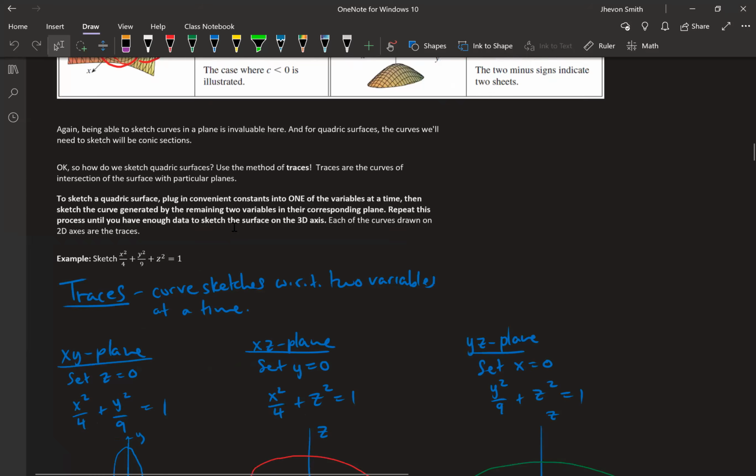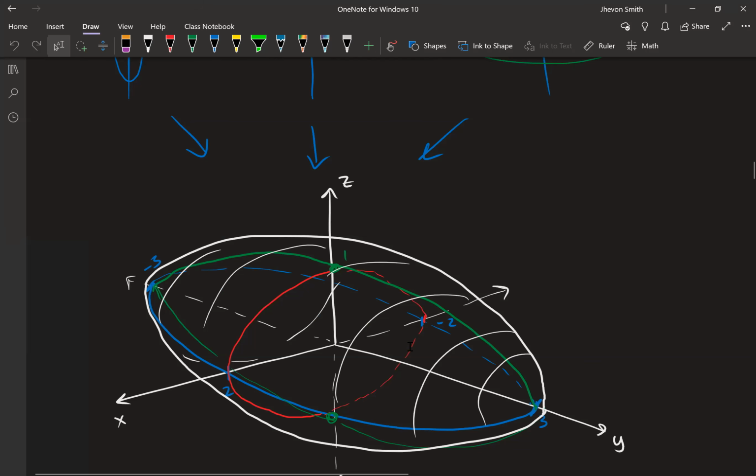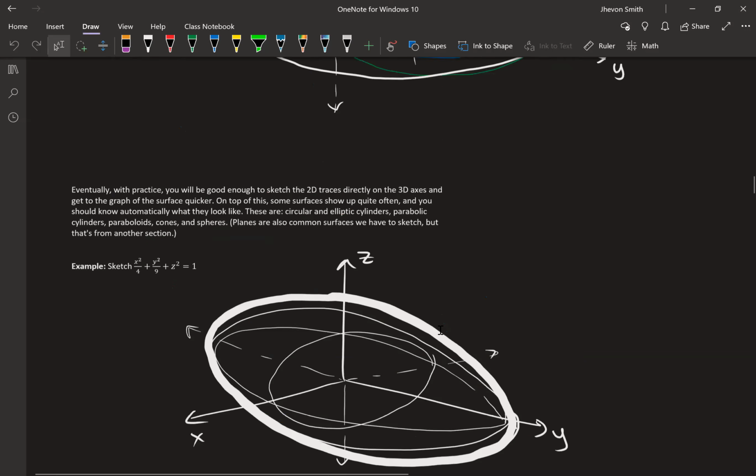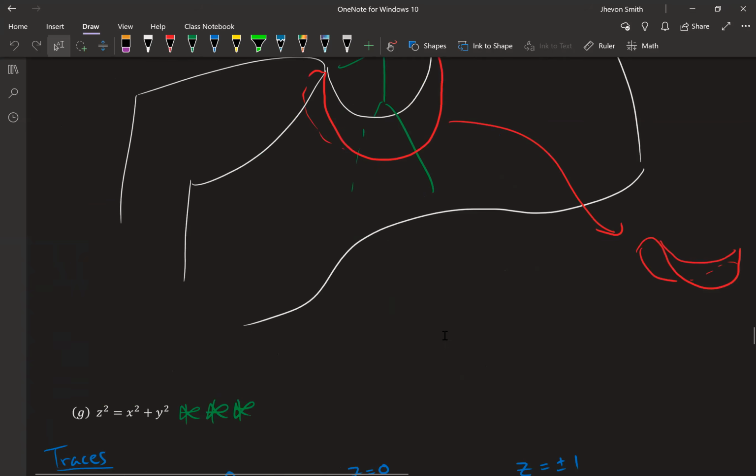The idea behind graphing quadric surfaces, or anything that's not a cylinder, is basically to draw traces. Pretend one variable is a constant at a time, sketch what results in the other 2 variables, and then put all these sketches together. You sketch from various perspectives and combine them. We did that procedure on many examples last time.